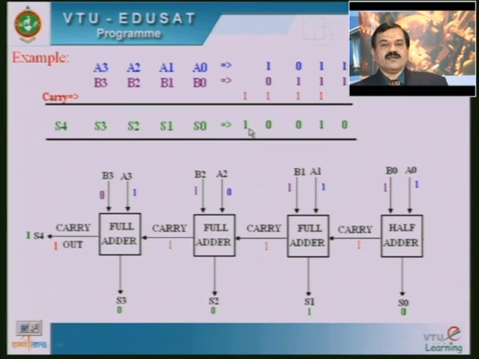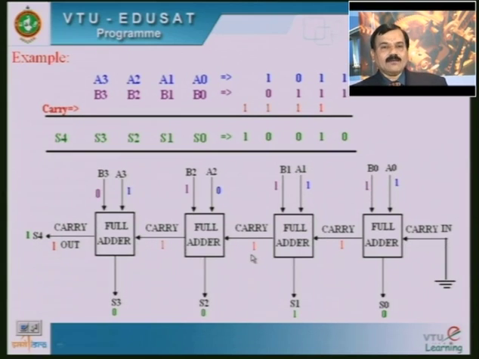So now the final value is 1 0 0 1 0. From this, the most significant bit is 1 and the least significant bit is 0. So all these sums S0, S1, S2 and S3 are made available with the most significant bit S4 value as 1.